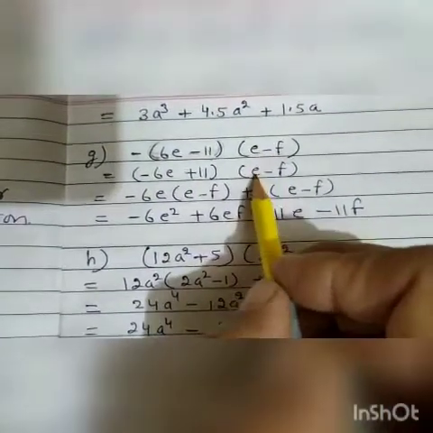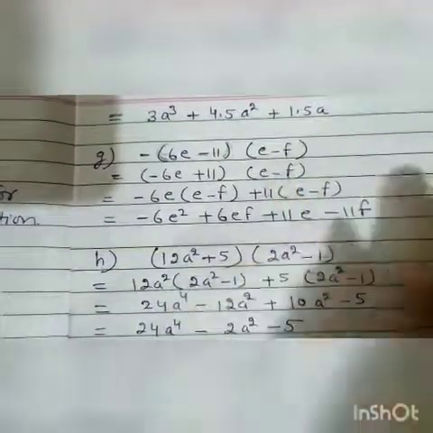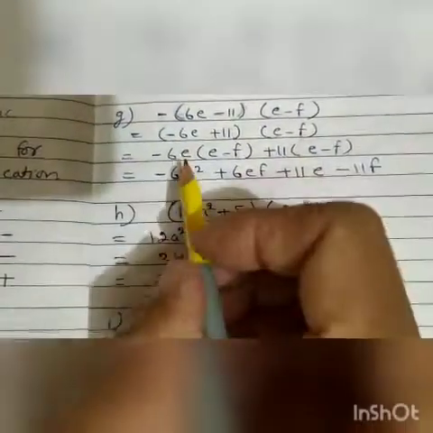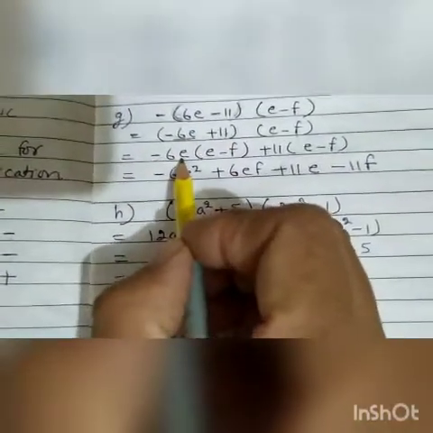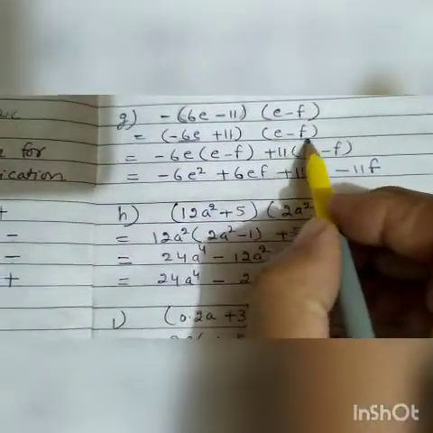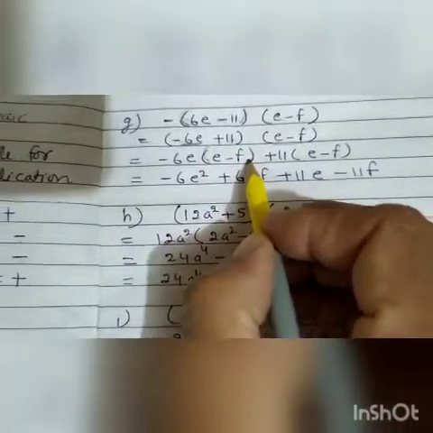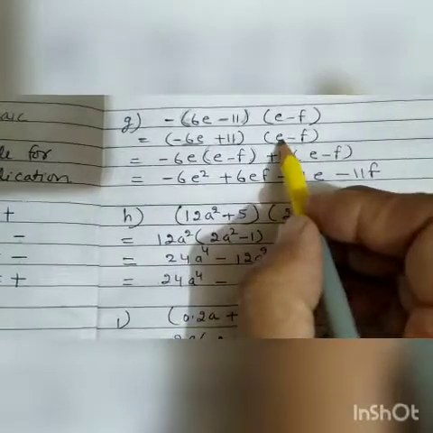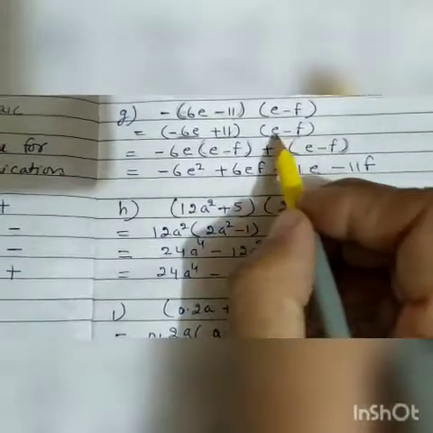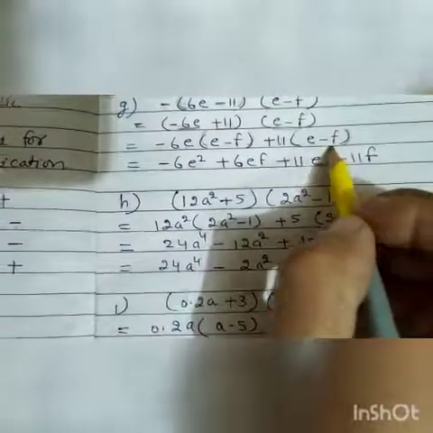Now second expression is e minus f. Now we will do as we did earlier. First we will write first term of first expression, that is minus 6e. Then second expression e minus f we will write full. Now second term of first expression plus 11. Again second expression will be written full, e minus f.